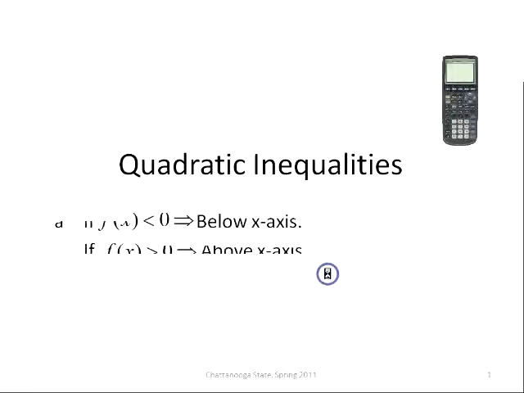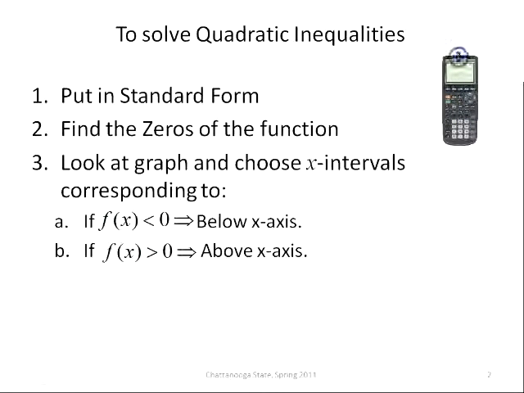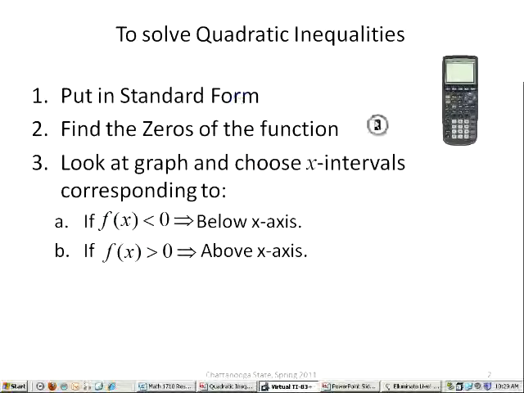Quadratic inequalities. To solve quadratic inequalities, the first thing we need to do is put the inequality in standard form. It'll be the same as the standard form for a quadratic equation, except you don't have the equal sign, you have a less than or greater than sign. So standard form simply means you have the 0 on one side of the inequality.